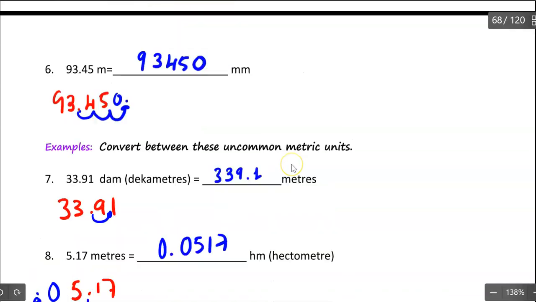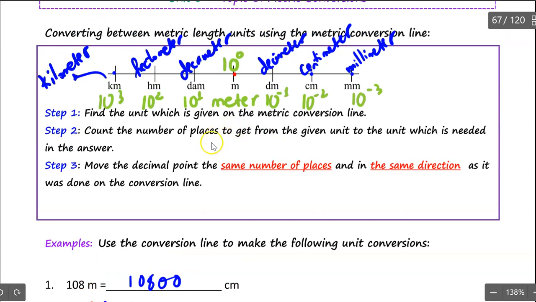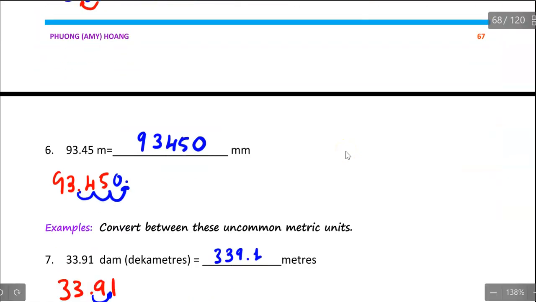Alright, so after these examples, I hope everyone gets the idea how to convert between the metric system units for the length meter. All you have to do is just draw this metric conversion line, put in the correct prefixes, and then you are going to move to where you need to move. And using the decimal point, move the decimal point accordingly, to the left or to the right.